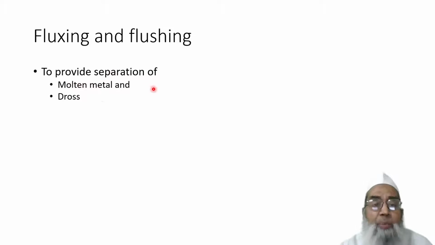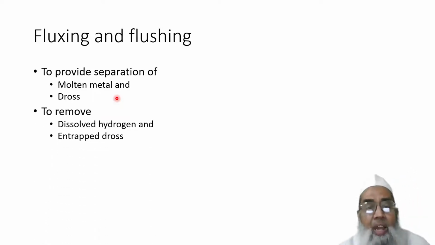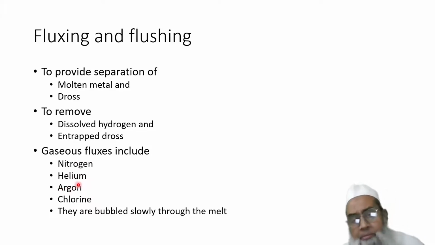To separate the molten metal and dross, we need to provide flux and flush it out. To remove dissolved hydrogen gas and entrapped dross, as we have seen, gaseous fluxes include hydrogen, helium, argon or chlorine. They are bubbled slowly through the melt. They react with or carry away the hydrogen gas, while the chlorine reacts with it and they are removed.